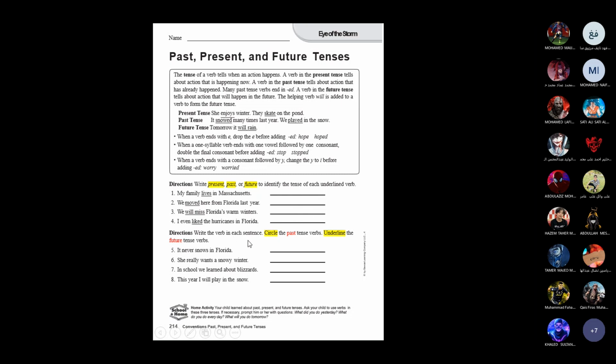So present, past, future. Just write it in front of each sentence. The second question, write the verb in each sentence. Circle the past. First of all, check the verb in the sentence. What is the verb in the sentence? You write it. After writing the verb, if the verb is past, circle it. If the verb is future, underline it.